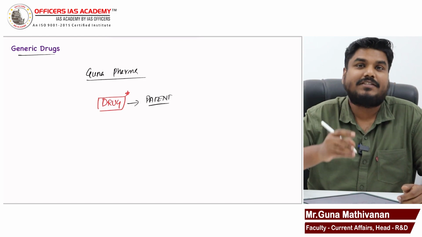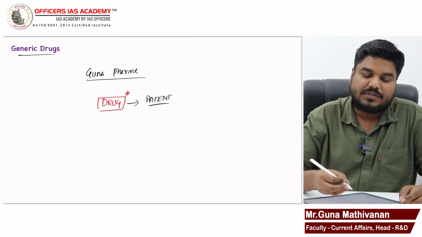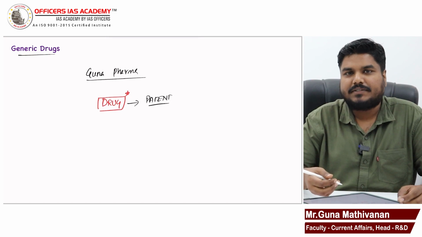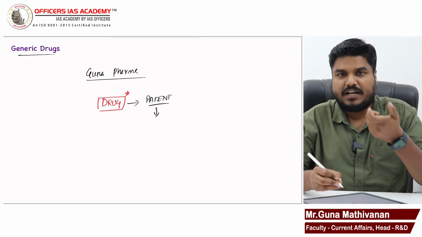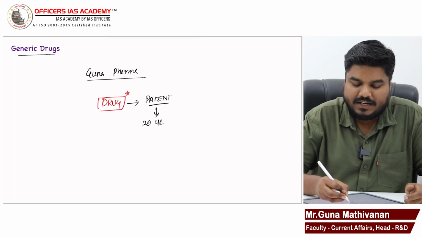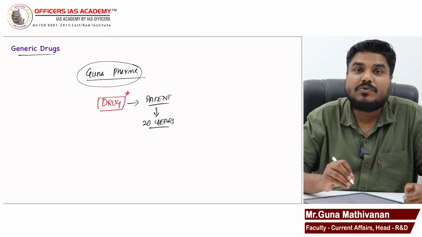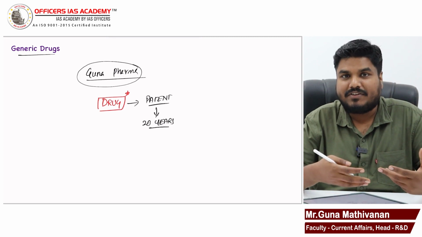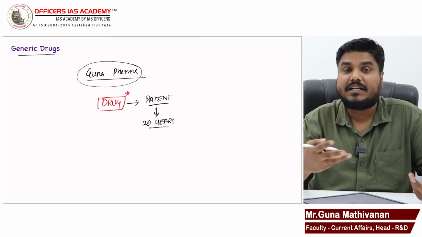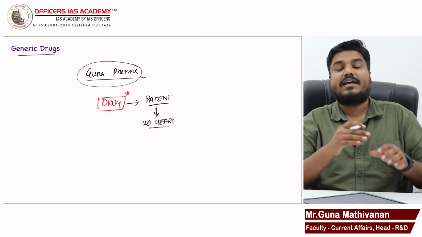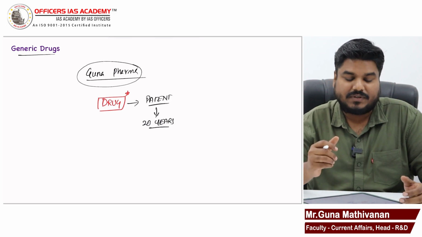What is patent? Please watch my first video on intellectual property. You will get clarity. So I am applying for patent. So once I apply for patent, and we all know for a specified time period, let us say for 20 years, Guna Pharma will be given exclusive right to manufacture, sell this product in the market. Others cannot market it because Guna Pharma has got exclusive right.